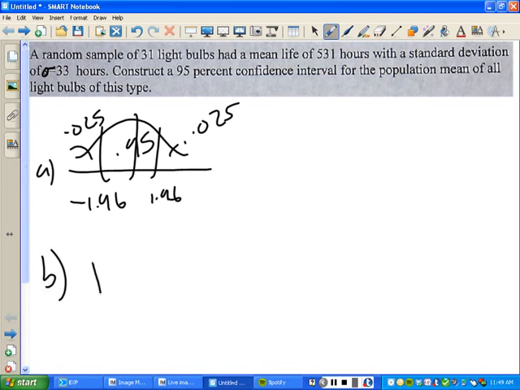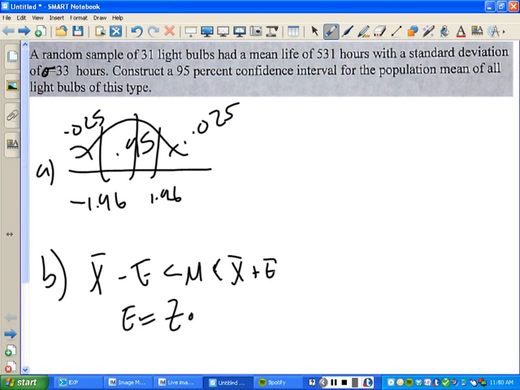Part B, you're going to have to write down the formula. The formula is x bar minus e is less than mu, which is less than x bar plus e, where e is equal to z times sigma over the square root of n.